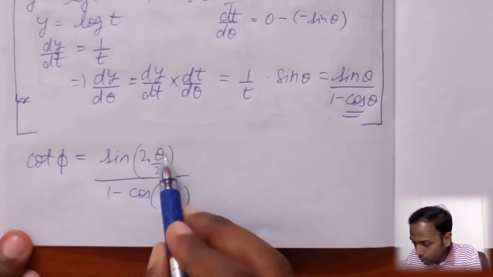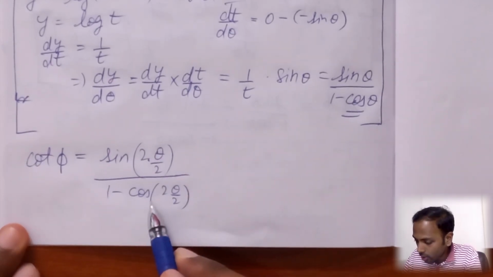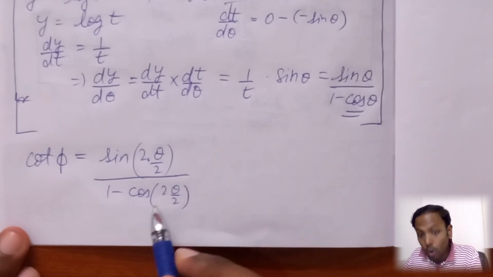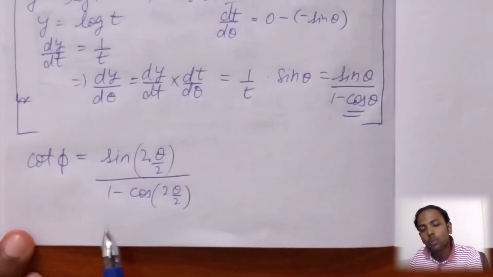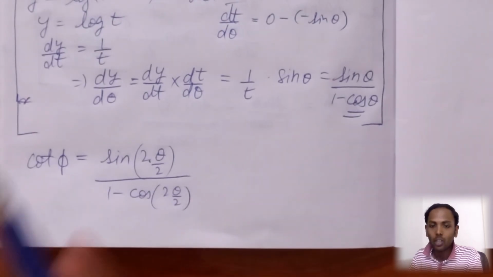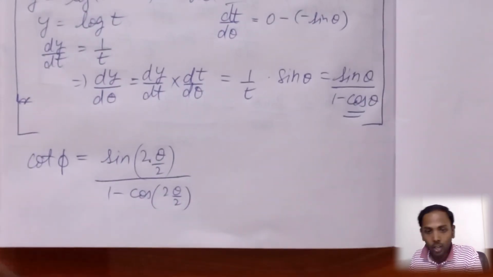See sine 2, in place of x, there is theta by 2. Here you look. Cos 2 theta again, cos 2x formula. Cos 2, in place of x, there is theta by 2. So you can apply the sine 2x and cos 2x formula basically. That's what I meant.